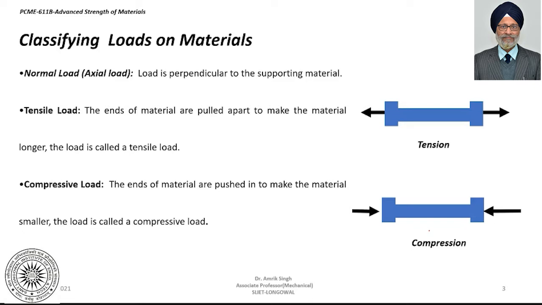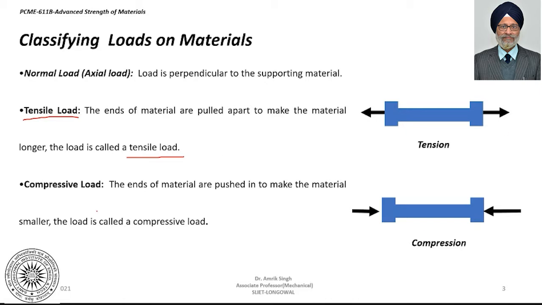So, before understanding the strain energy, let us understand very clearly what are the types of loads. A normal load, which is also known as the axial load, is a load which is perpendicular to the supporting material. Okay, and it can be of two types. One is a tensile load, in which the material is pulled apart to make the material longer, and it is called a tensile load.